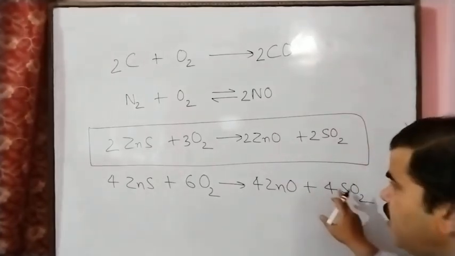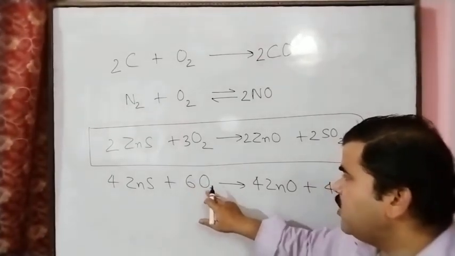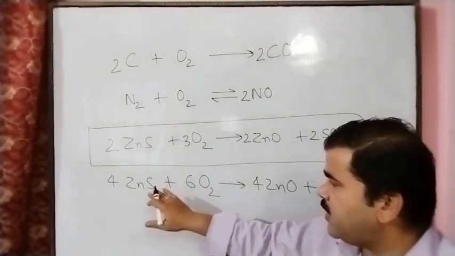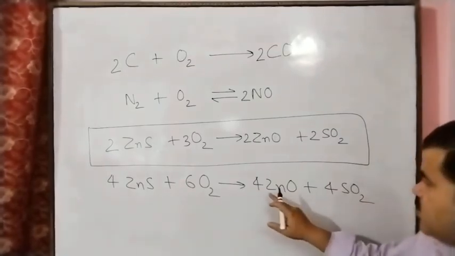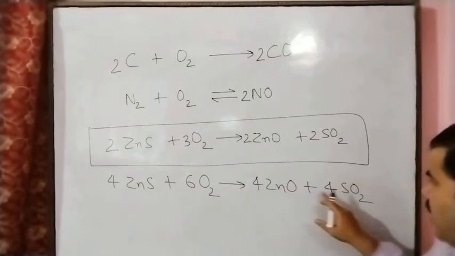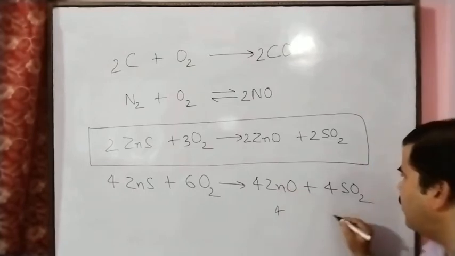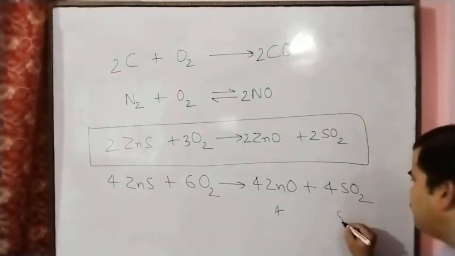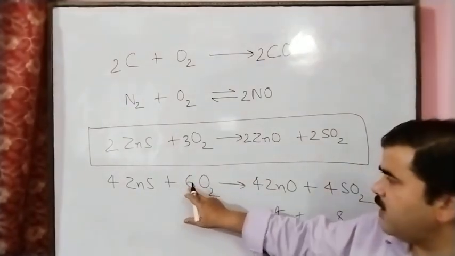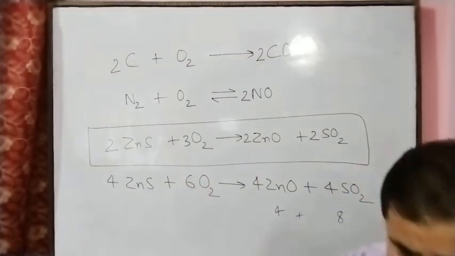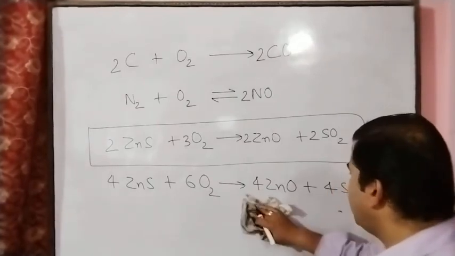Sulfur is also balanced, and after this if we see the oxygen, 6 times 2 is 12, which means the total number of oxygen atoms on the reactant side is 12. And if we see the product side, there are 4 oxygen in this compound and 4 times 2 is 8 in the other. So 4 plus 8 is 12 oxygen, and on the reactant side the number of oxygen is also 12. So oxygen is balanced, which means zinc balanced, sulfur balanced, oxygen balanced. All the things are balanced here.